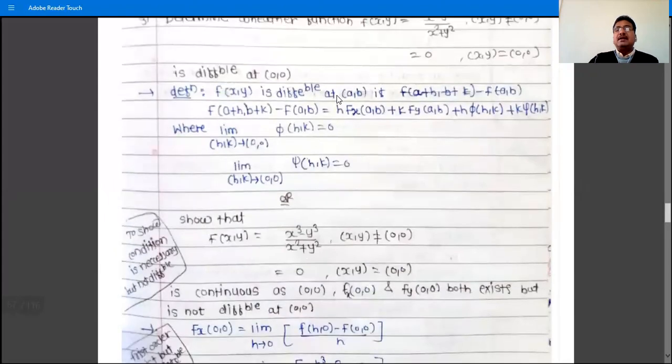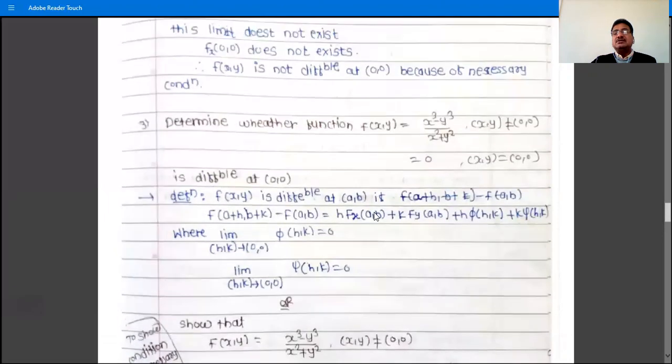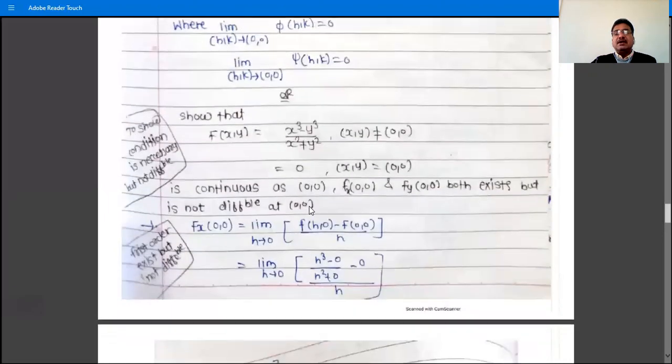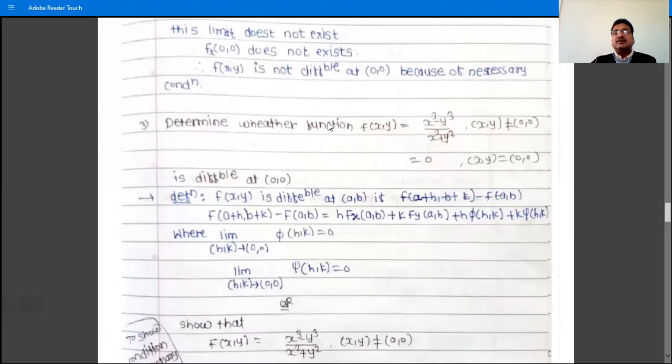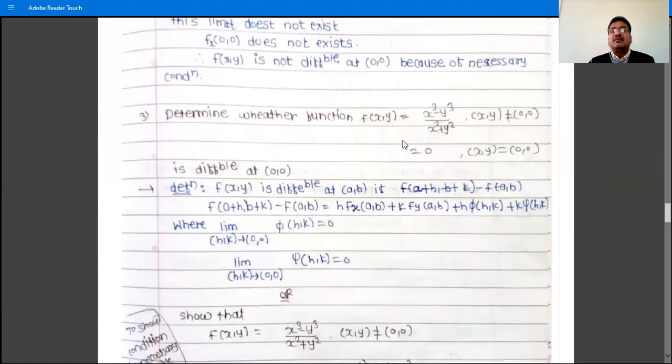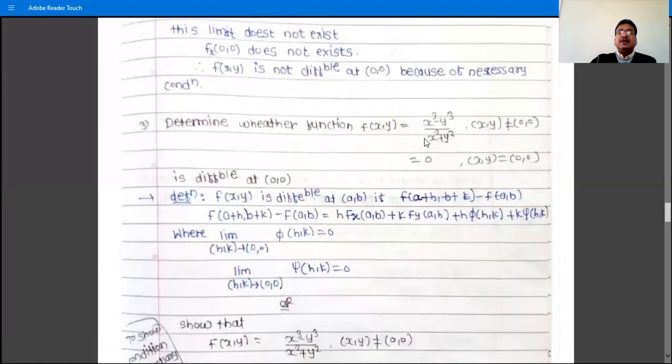So this is the same problem in another form: determine whether this function is differentiable, or show that this function is continuous at (0,0), f_x(0,0) and f_y(0,0) both exist, but it is not differentiable at (0,0). Determine whether this function is differentiable at (0,0) means we have to show the function is either differentiable or not differentiable. This function is actually not differentiable. But if I have to show the function is differentiable, then use this definition.